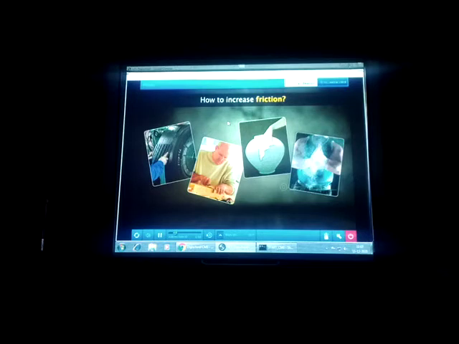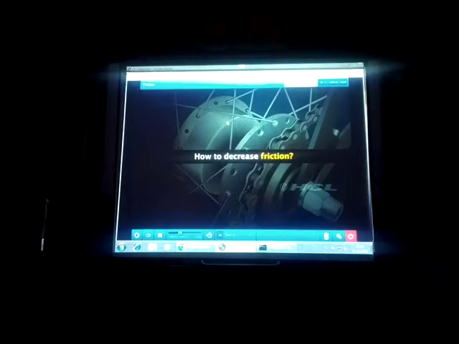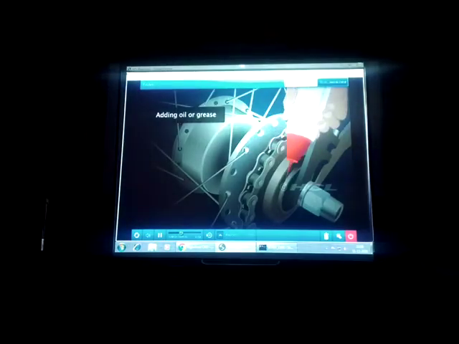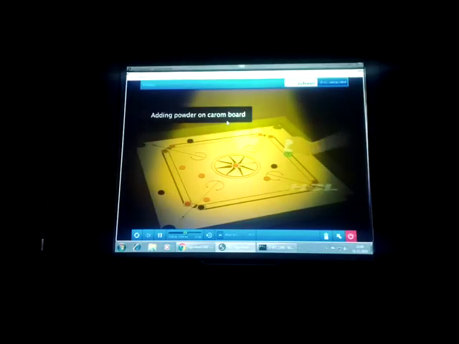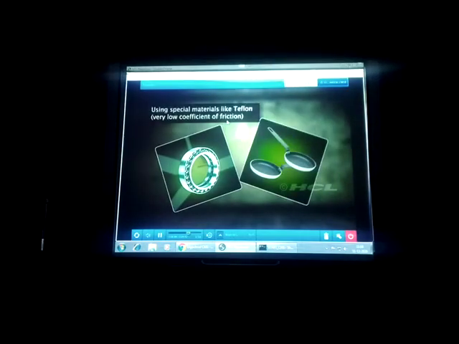We want to increase friction on tires, so we make grooves on them. For getting a better hold on a smooth object, we roughen the surface that will come in contact with it. Similarly, there are ways to reduce friction. For example, adding oil or grease to machines, sprinkling boric powder on carom boards, inserting ball bearings in fans, or using low-friction material like Teflon.